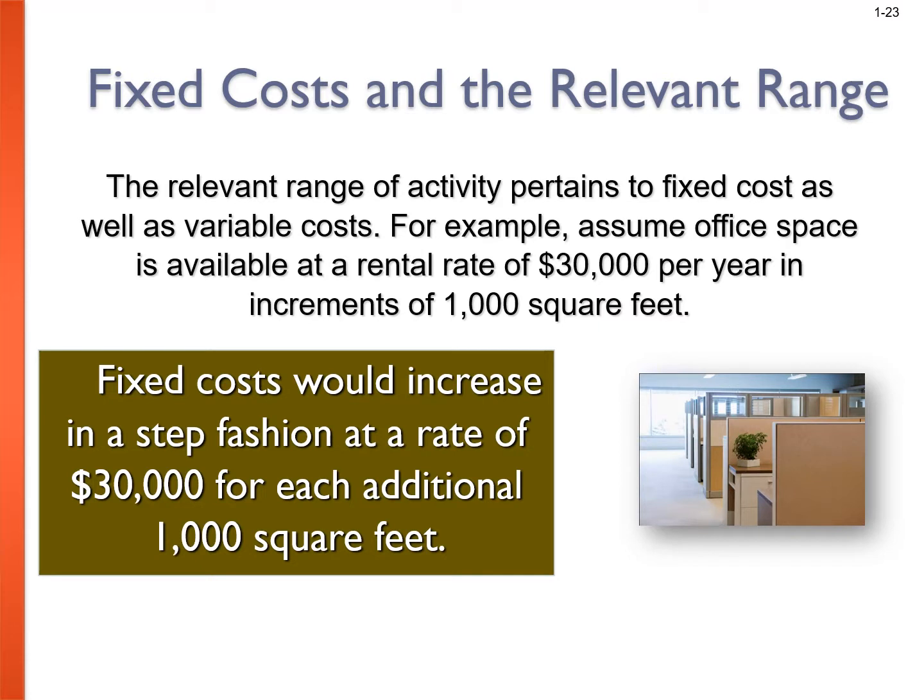The relevant range of activity pertains to fixed costs as well as variable costs. So for example, assume office space is available at a rental rate of $30,000 per year in increments of 1,000 square feet. Fixed costs would increase in a step fashion at a rate of $30,000 for each additional 1,000 square feet. Take a look.